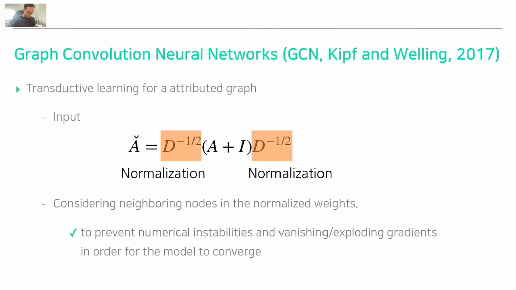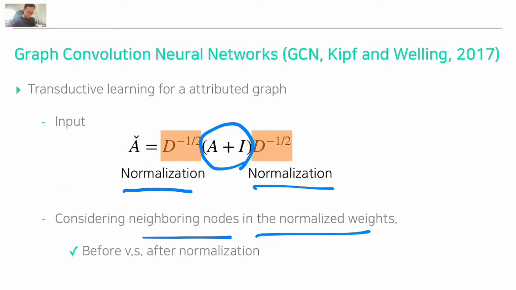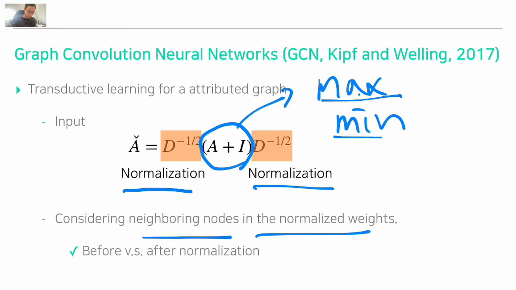When you compare before and after, sometimes before the normalization, it is difficult to evaluate. So it is to give the maximum and the minimum weight to the node. So that is the purpose of the normalization, right?